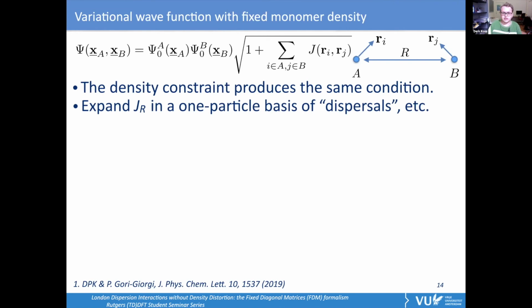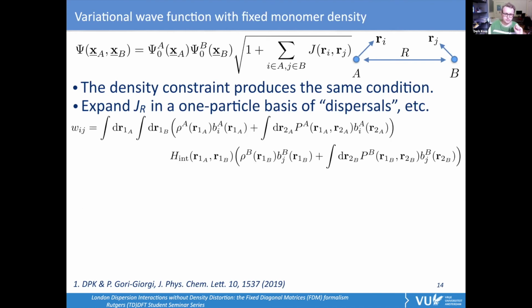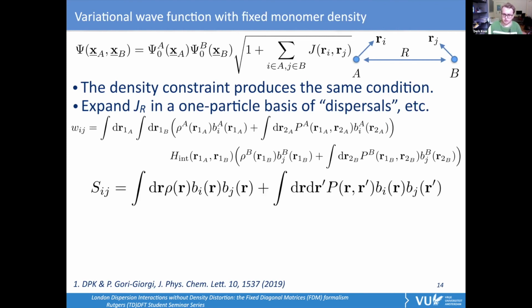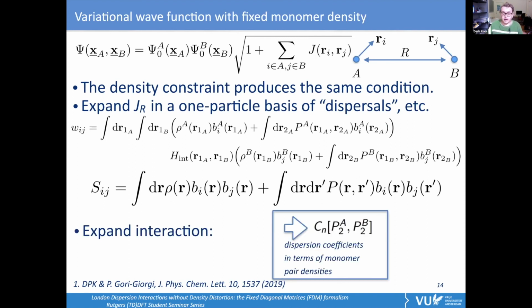And we can expand this function j again in a one-particle basis of dispersals, etc. Basically everything stays the same with only two differences. This interaction element w now also contains terms in the pair densities, and the overlap now also contains terms in the pair density. Then, of course, you can expand the interaction again in a dipole-dipole, etc. And this leads to dispersion coefficients in terms of the monomer pair densities.